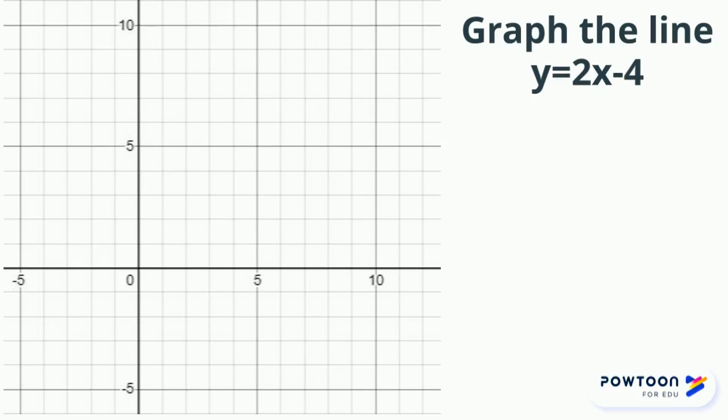Now we could create a table, but we actually want to look at doing it with just using the gradient and the y-intercept. So first step is just to plot your y-intercept. Remember that is the value without the x, so our y-intercept is -4.